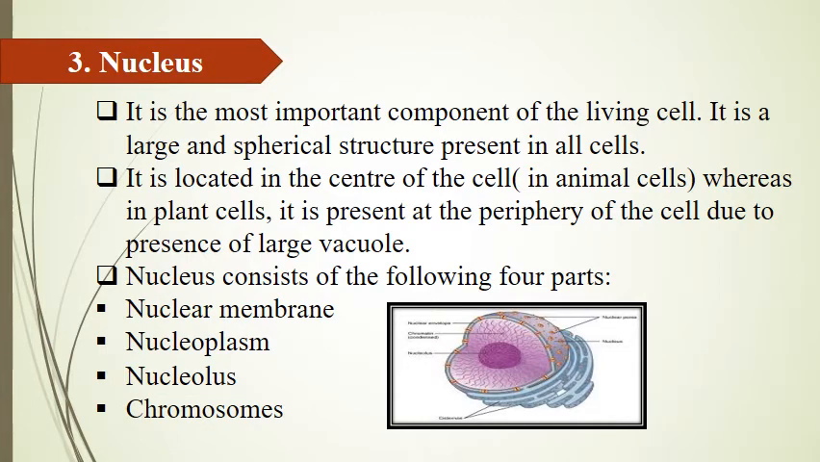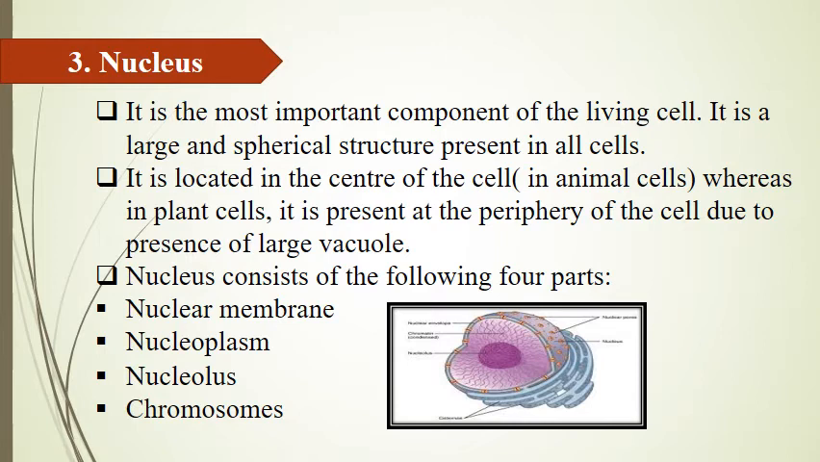Nucleus. It is the most important component of the living cell. It is a large spherical structure present in all cells. In animal cells, it is located in the center, but in plant cells, it is present at the periphery, or we can say at the side of the cell, because of the presence of a large vacuole in plant cell.